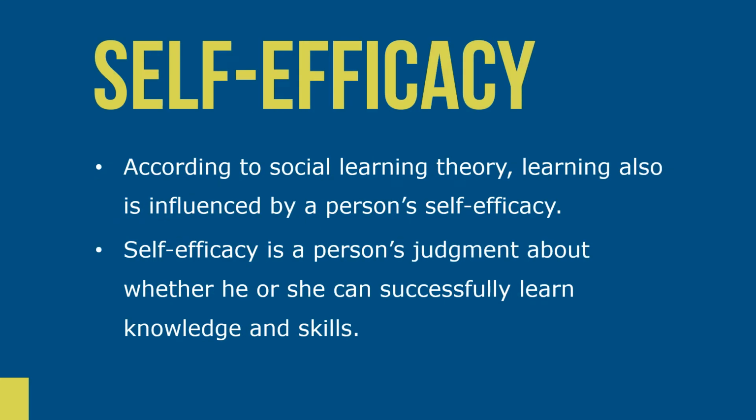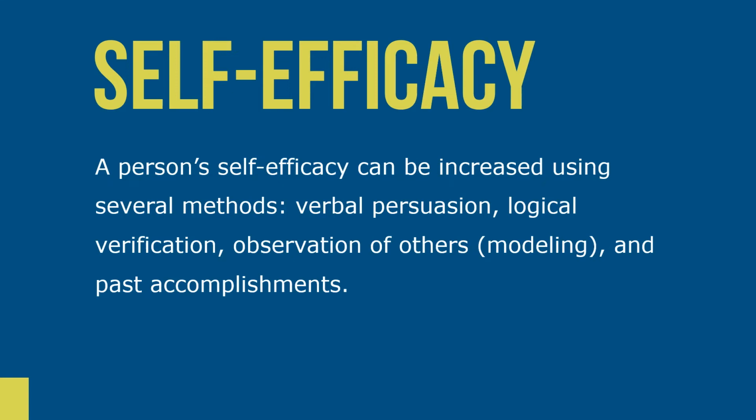According to social learning theory, learning also is influenced by a person's self-efficacy. Self-efficacy is a person's judgment about whether he or she can successfully learn knowledge and skills. A person's self-efficacy can be increased using several methods: verbal persuasion, logical verification, observations of others, known as modeling, and past accomplishments.